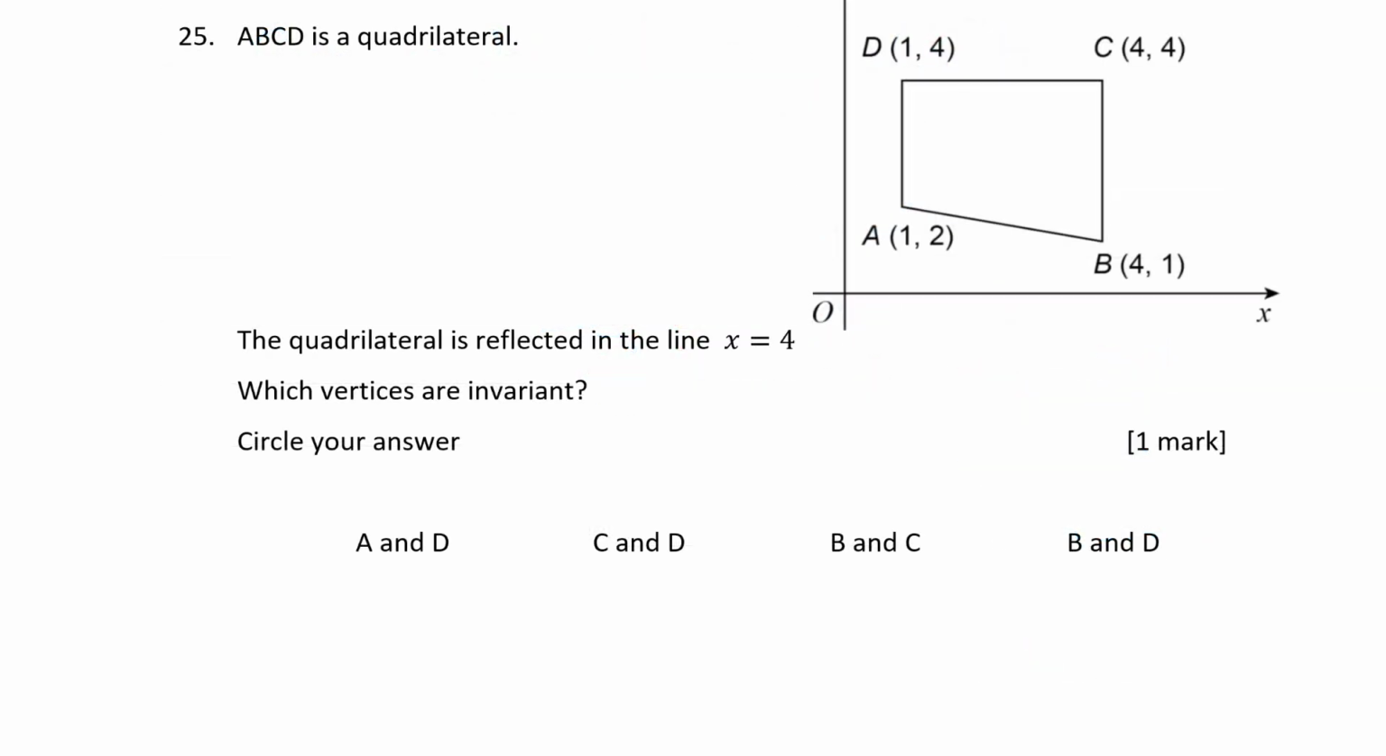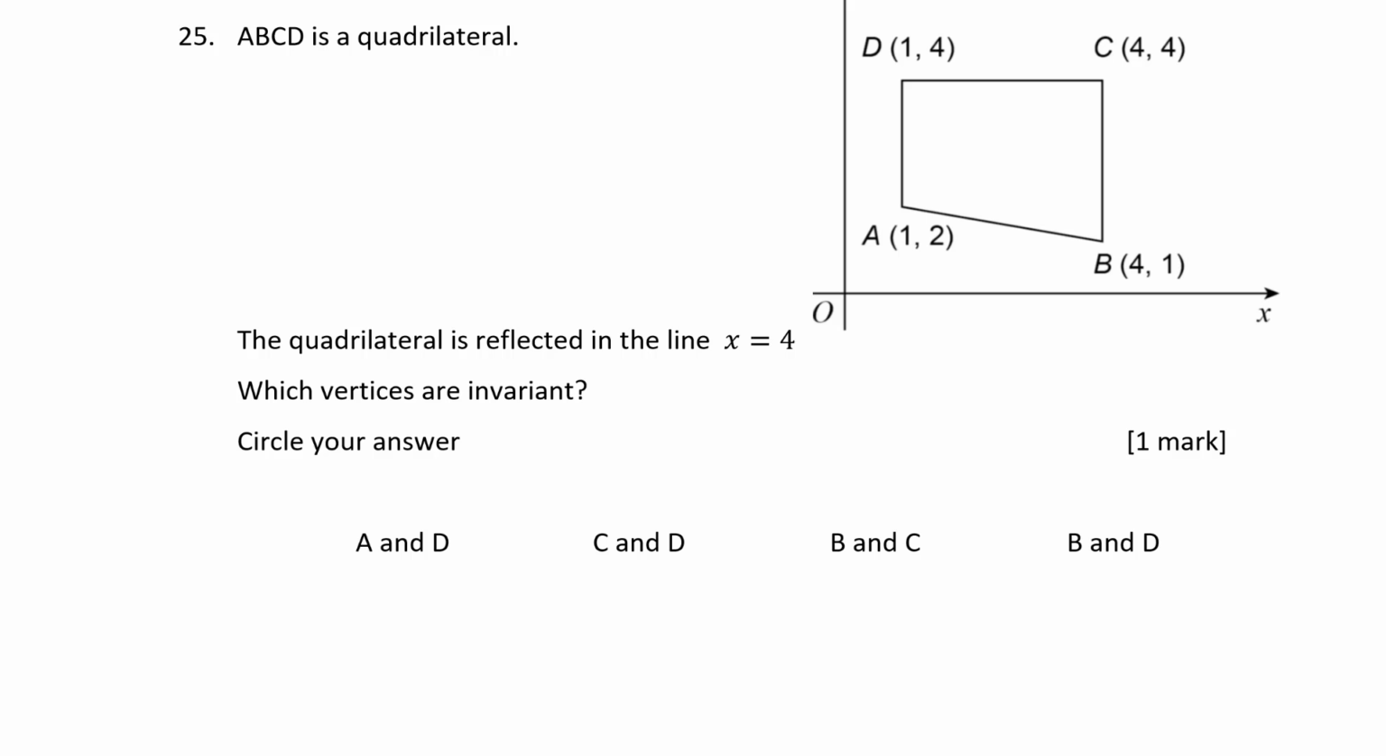Question 25. ABCD is a quadrilateral. And I've got a picture of it there, and I can see the coordinates of each of the vertices. And it says the quadrilateral is reflected in the line x equals 4. Which vertices are invariant? Now, invariant means that when the transformation happens, those particular vertices don't move.